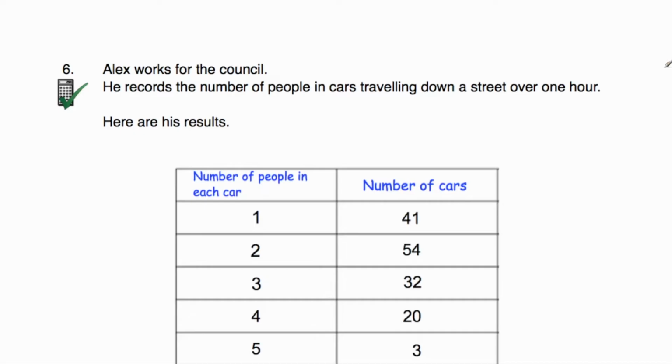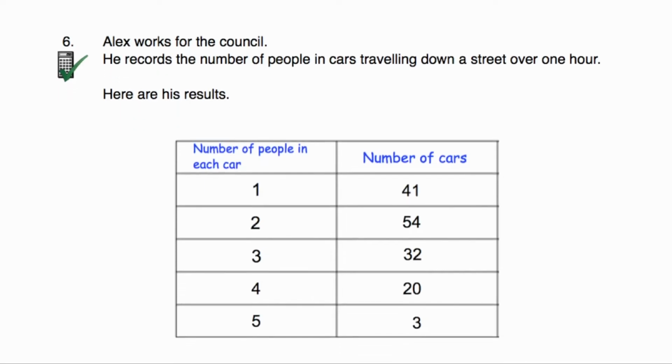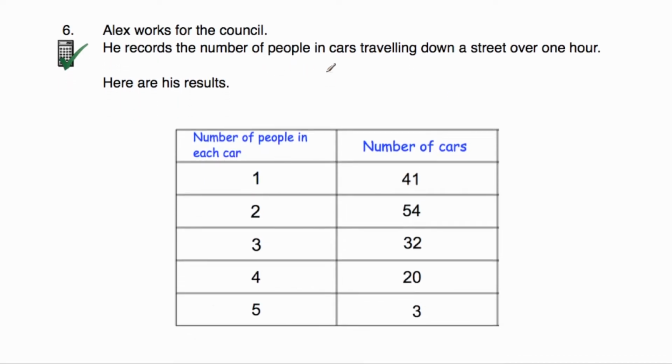Okay, let's have a look at our next question. Question number 6. So Alex works for the council and he records the number of people in cars travelling down a street over 1 hour. So he's looking at these cars travelling down the street and he's writing down how many people are in each of the cars as it travels down the street. And here are their results.